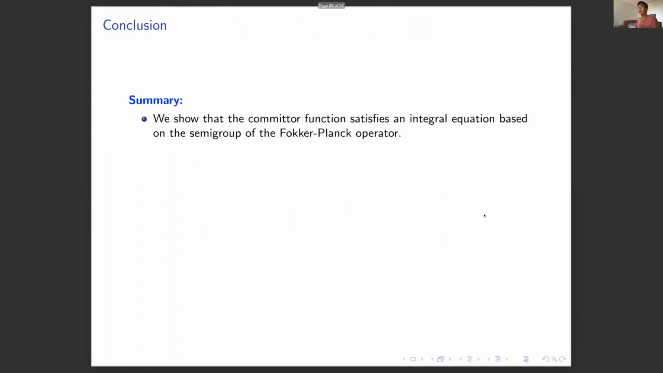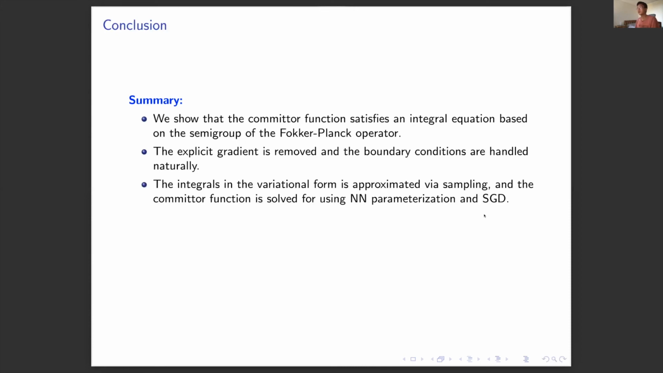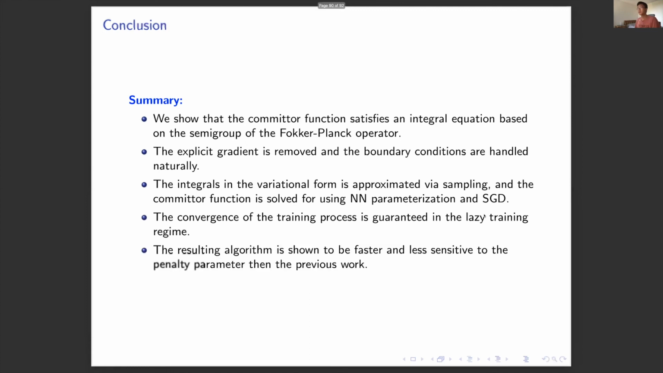Okay, so in conclusion, we show that the committor function satisfies an integral equation based on the semigroup of the differential operator. And we remove the explicit gradient and handle the boundary conditions naturally. And we also show the convergence of the training process in the lazy regime. And the resulting algorithm is shown to be faster and less sensitive to the penalty parameter than the previous method.